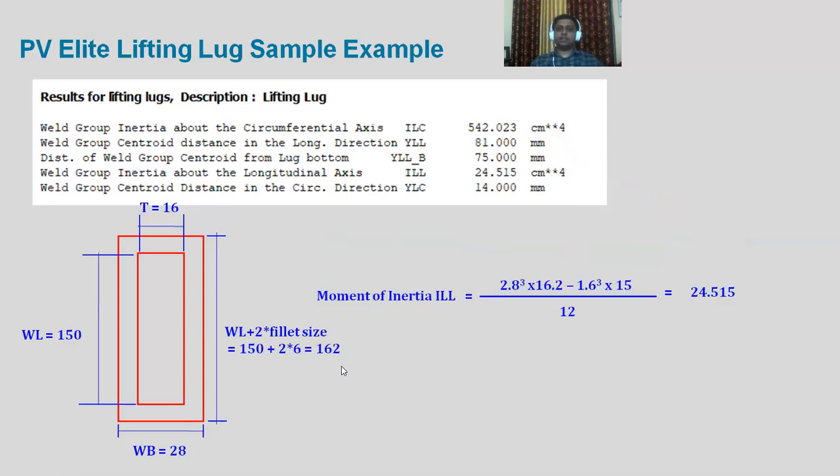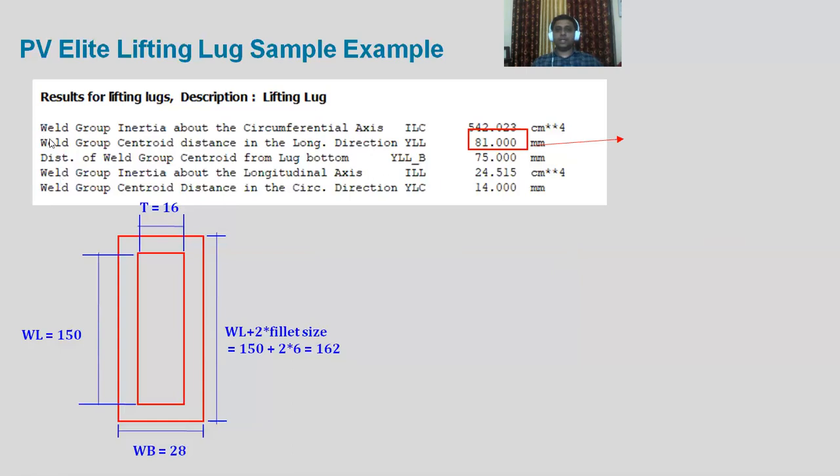Now let's understand what the moment of inertia will be in the weak axis. Here the cubes will be 2.8 and 1.6. So it will be 2.8 cube multiplied by 16.2 minus 1.6 cube multiplied by 15, divided by 12. So it will be 24.515. You can see over here, it is evident that whatever we have calculated is 100% correct. So this is the weak axis moment of inertia and that is the strong axis moment of inertia, and that's the reason why I said earlier that WL should be equal to 150.